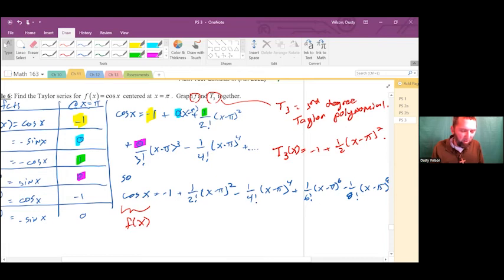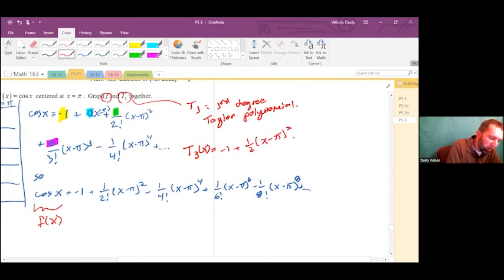So let's actually change it because I think it'll be a little bit more interesting. So let's make this a T4. So we'll add one more term in here. So we're looking for T4 now. Let's just update our notes. T4, our fourth degree polynomial. And so we'll add, or I should say subtract, 1 over 4 factorial, which is 24, x minus pi to the 4th power.